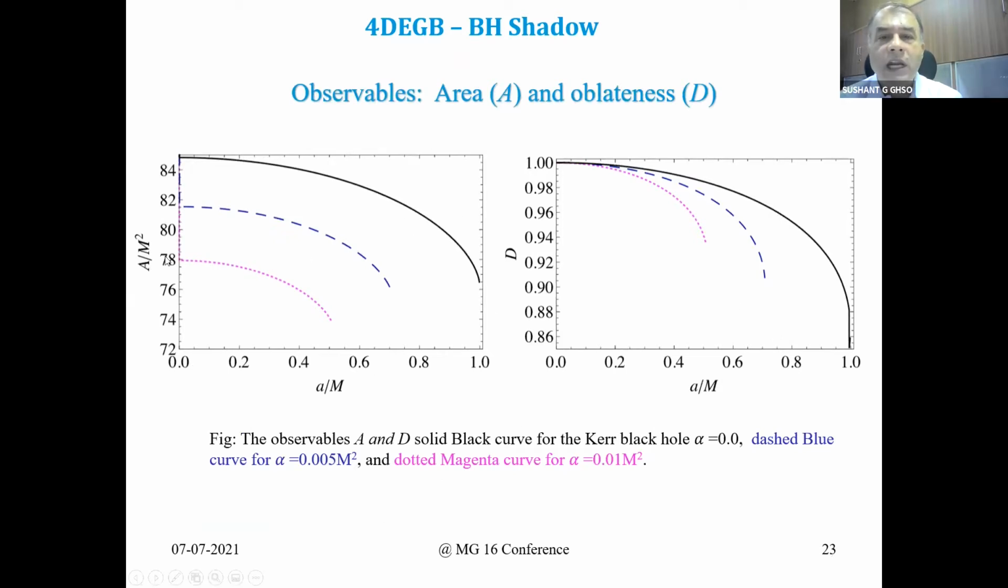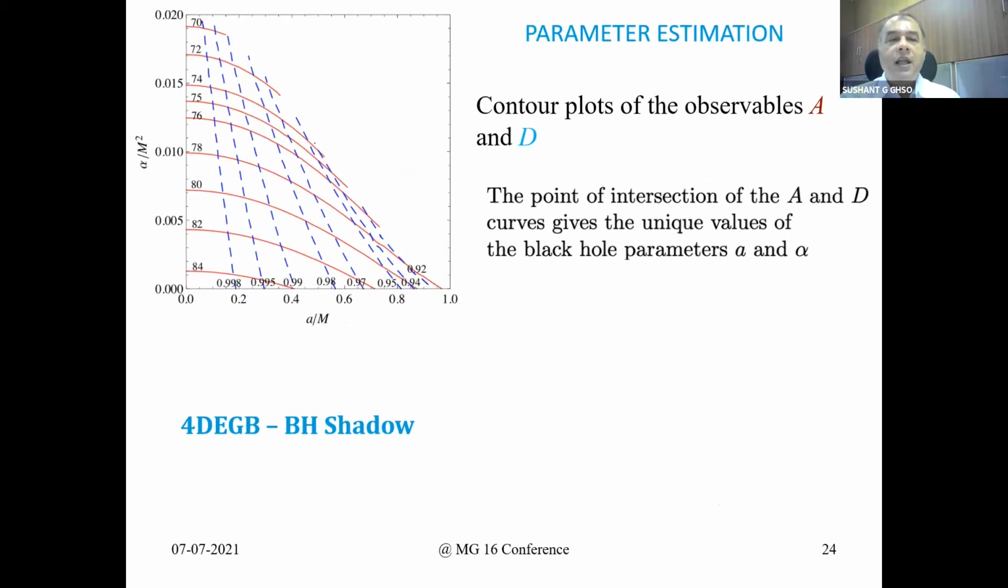In the case of 4D EGB, you can see that the radius decreases, and this distortion is very sharp. That's why I said it is more distorted and has a smaller shadow size. So now I have made a plot. It is a contour plot of the observables A and D. The red line is the area, and D is the distortion. D is the obliqueness, right?